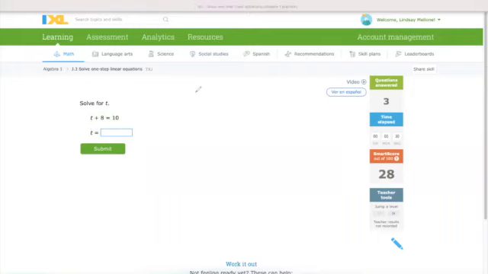I've got plus 8, so on both sides, I'm going to subtract 8. When we subtract 8 on the left side, it cancels out. When we do 10 minus 8 on the right side, we get an answer of 2. So we're going to type 2 in the box.